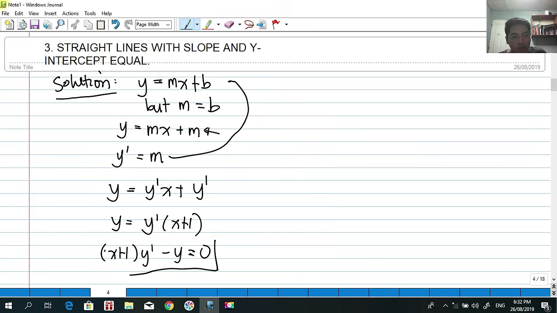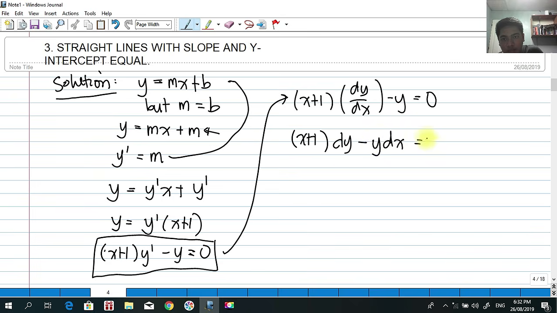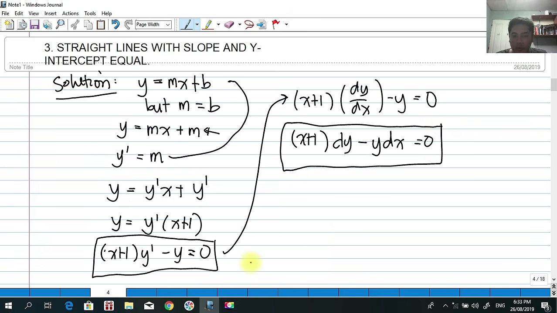Or this can be the answer, or we can actually distribute the dy and dx of the y prime. So what will happen here is that we have (x + 1) multiplied by dy over dx minus y equals 0. As you can see here, (x + 1) dy minus y dx. This can also be our answer. Okay, that's for number 3.